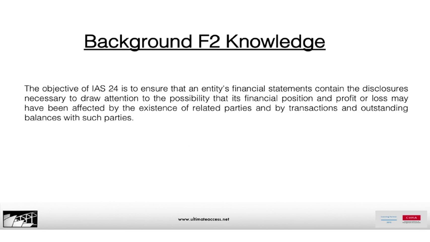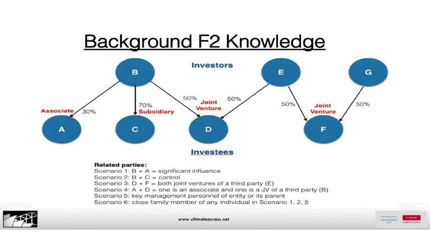A little bit of background F2 knowledge on IAS 24. IAS 24 deals with related party transactions and disclosures. The objective of IAS 24 is to ensure that a company's financial statements contain the disclosures necessary to draw attention to the possibility that its financial position and profit or loss may be affected by the existence of related parties. And there could also be transactions and outstanding balances with such parties that could affect the financial position of the company. So, who are related parties?